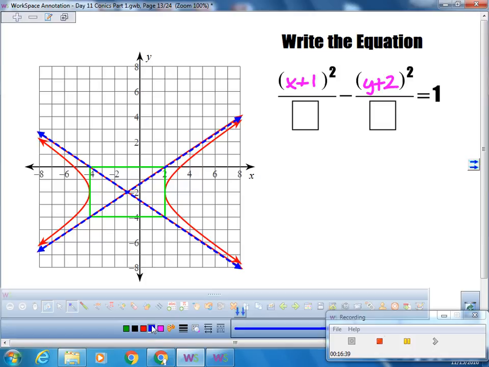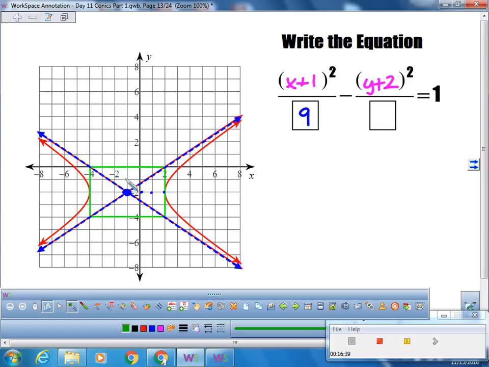My slope box on the x-axis, I'm starting at 0, I go out 1, 2, 3, so this is going to be 3 squared, which is 9. And on my y, I go up 1, 2, so that's going to be 2 squared, which is 4.